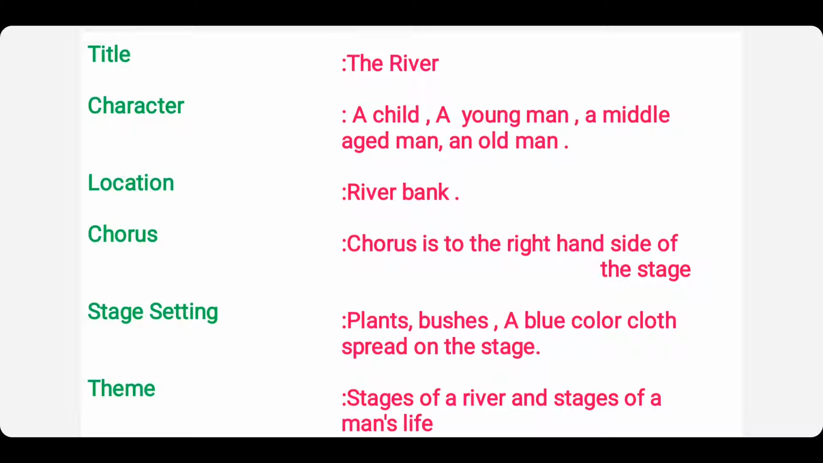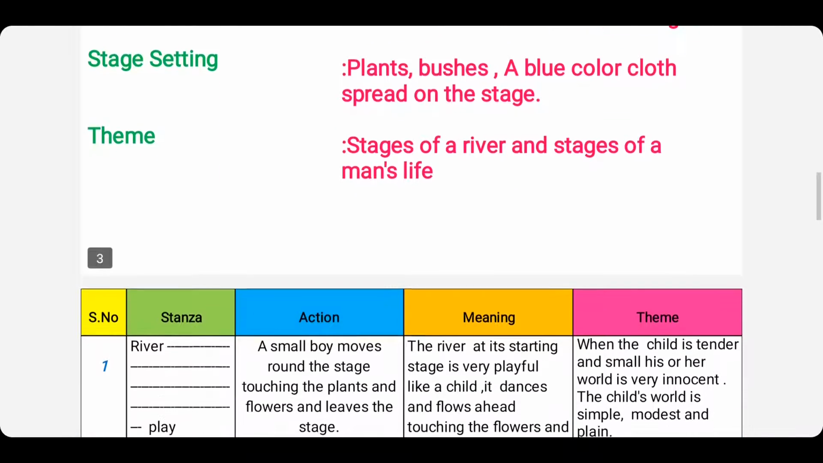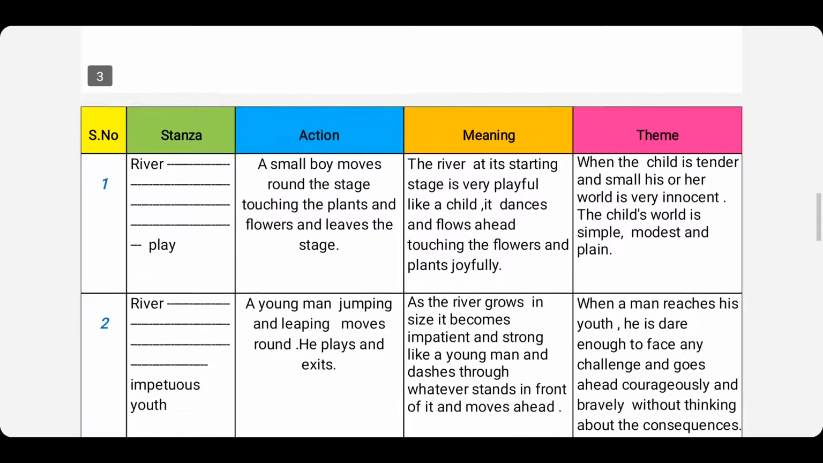So here we are spreading a blue color cloth on the stage to resemble a river, and plants and bushes, some cutouts using some cardboards or charts. We are going to make some plants and bushes, or on the backdrop we can draw some plants and bushes and we can place them there. And the theme: stages of a river and stages of man's life. So this is the main idea on which the entire poem is based on.